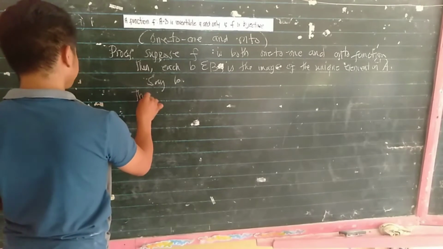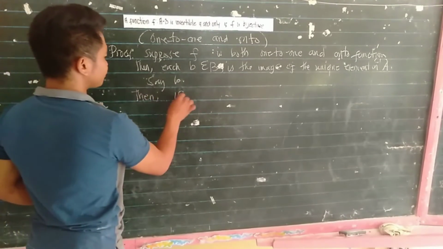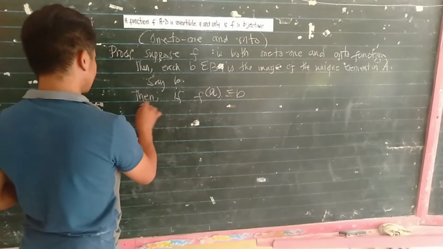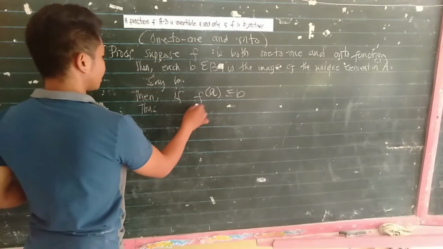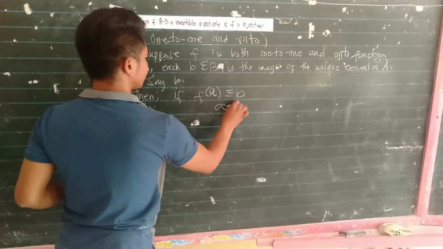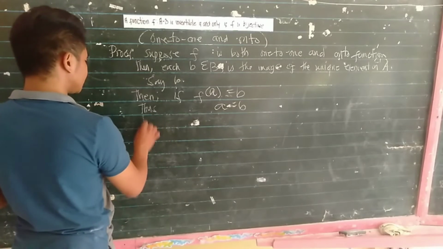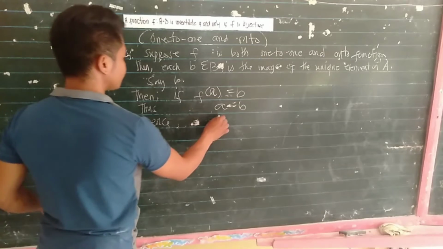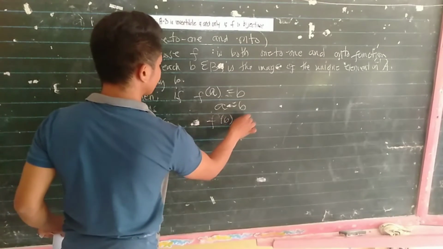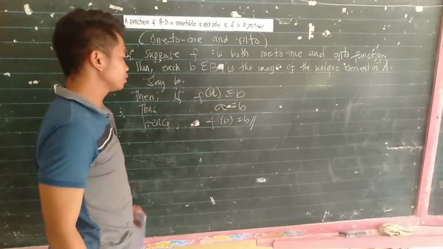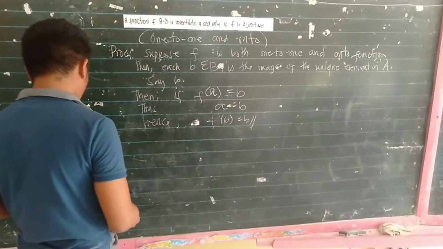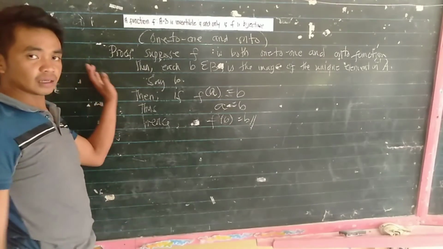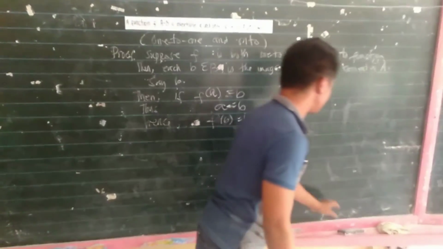So then, if f of a is equal to b, thus a is equal to the element. So f of a is equal to b. This will be the thing that we're going to prove and seek for. Now I will erase this one so that we can proceed.